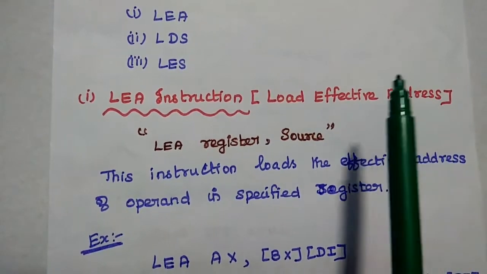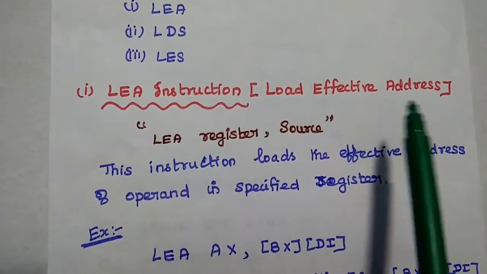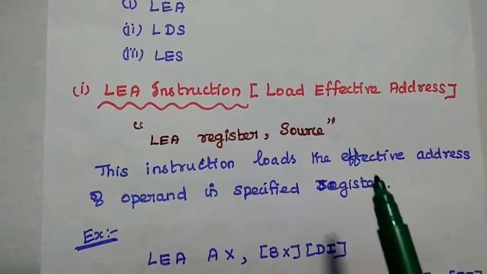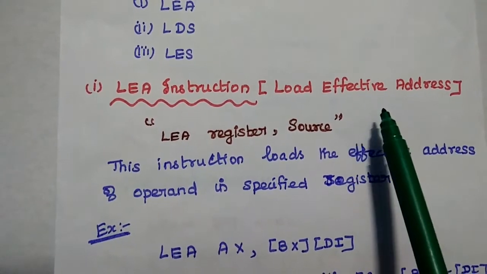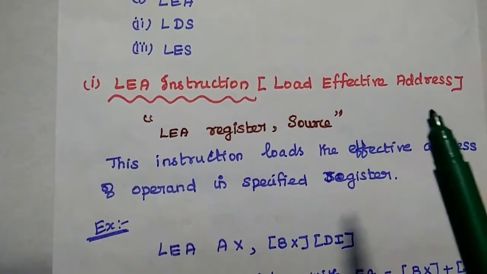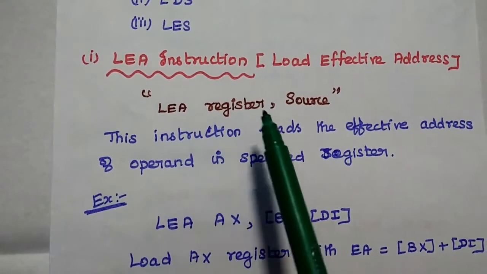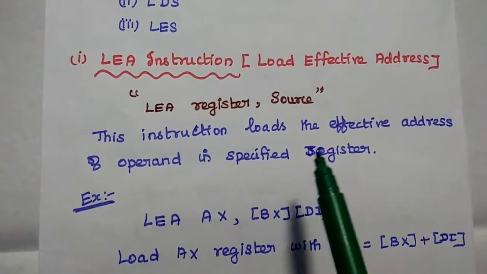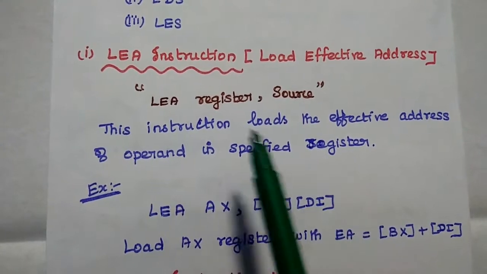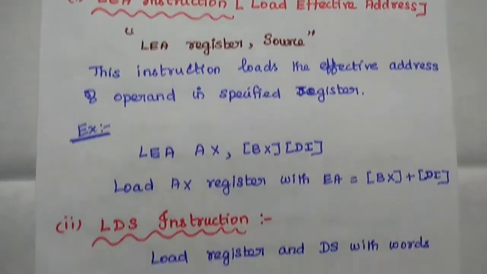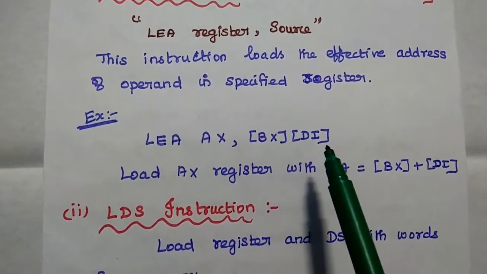So in 8086, as we know that effective address means it is a 16-bit address. Correct? The physical address of the 8086 is 20-bit, but we are going to convert that into effective address as 16-bit address. Okay? So here this is the format: LEA register comma source. This instruction loads the effective address of operand in a specified register. So this is the example here: LEA AX comma BX into DI.